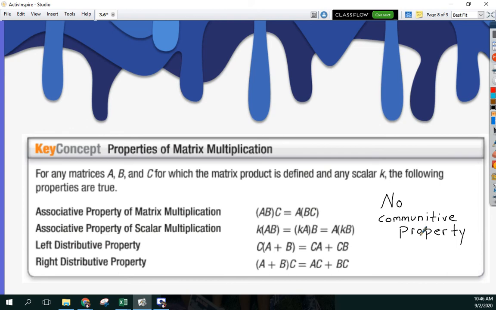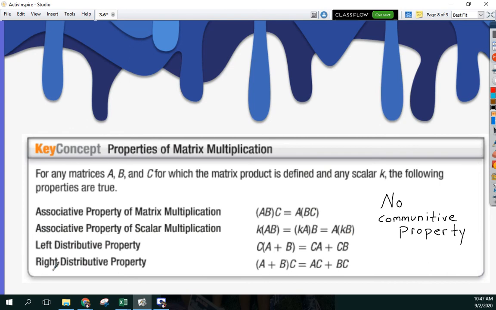We do have a few other properties though that do work. One of them is the associative properties. Remember, that's just regrouping things in a different way. So we could do A times B first, then multiply by C. Or we could do B times C first, and then multiply by A. If we're multiplying by a scalar, we also have an associative property. So we can multiply our two matrices together first, then multiply by that scalar. Or we can multiply the scalar to either one of our matrices first, and then multiply by the second matrix.